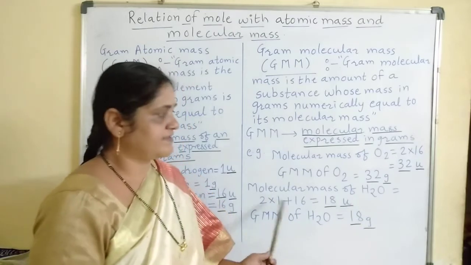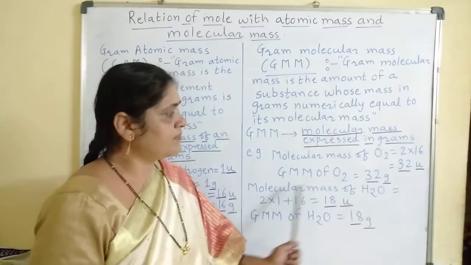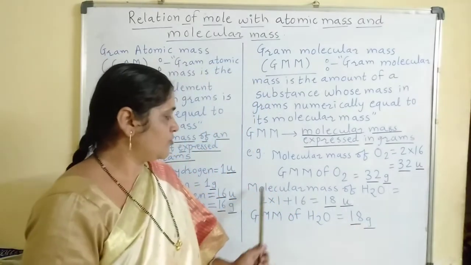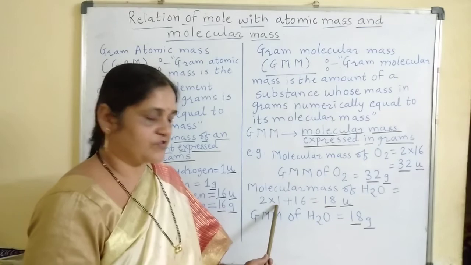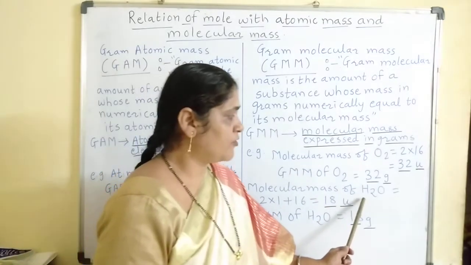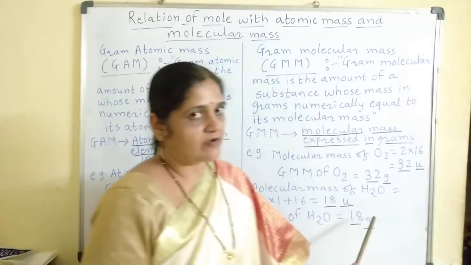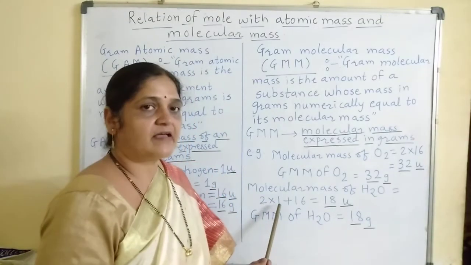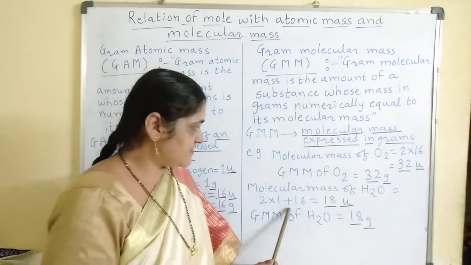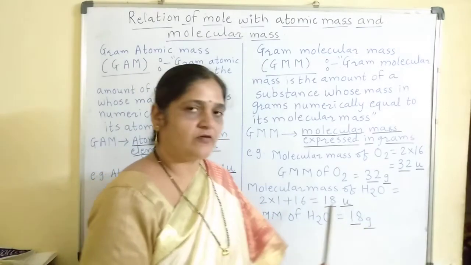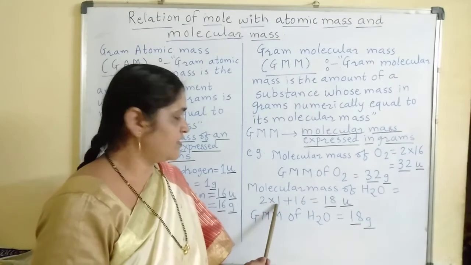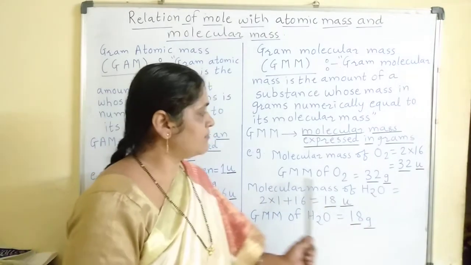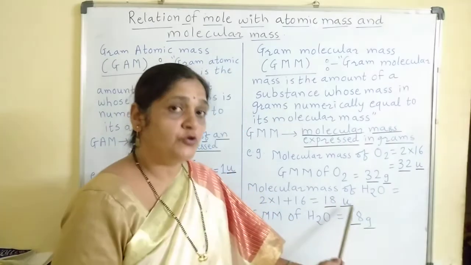Now I am taking another example, that of water. Molecular mass of water we get by multiplying 2 with 1, which is the atomic mass of hydrogen, because the water molecule has the formula H2O. So 2 hydrogen atoms and 1 oxygen atom. So here 2 multiplied by 1, 1 being the atomic mass of hydrogen, plus 16, which is the atomic mass of oxygen. So 2 into 1 is equal to 2, plus 16 is equal to 18. So molecular mass of water is 18 U.